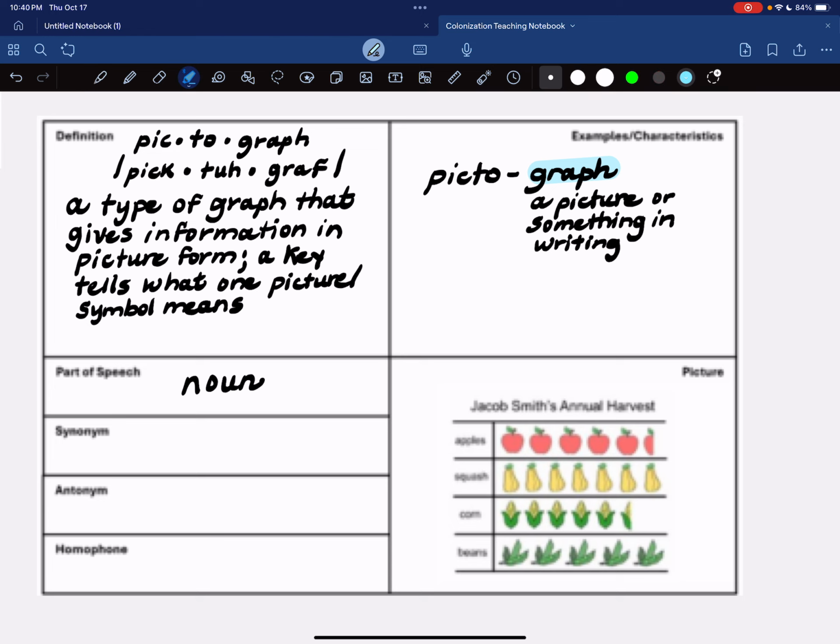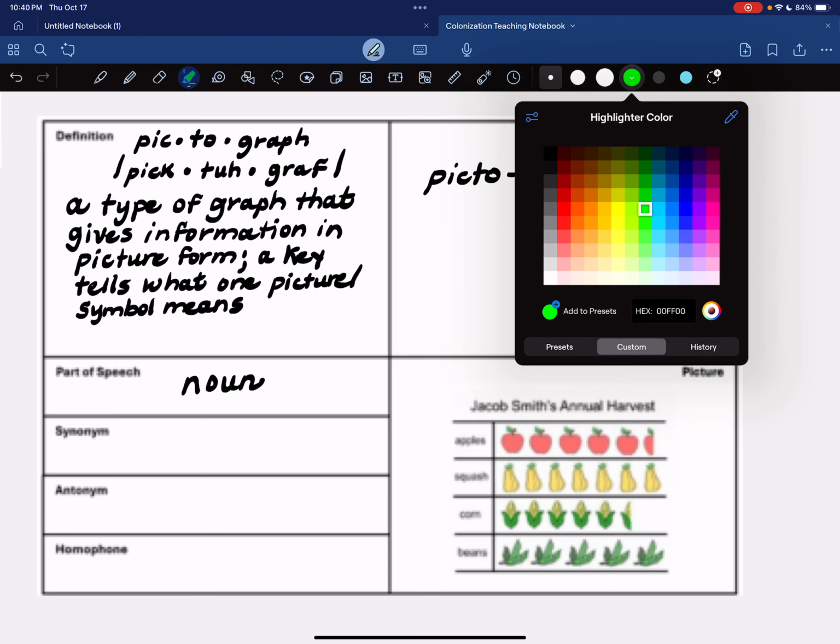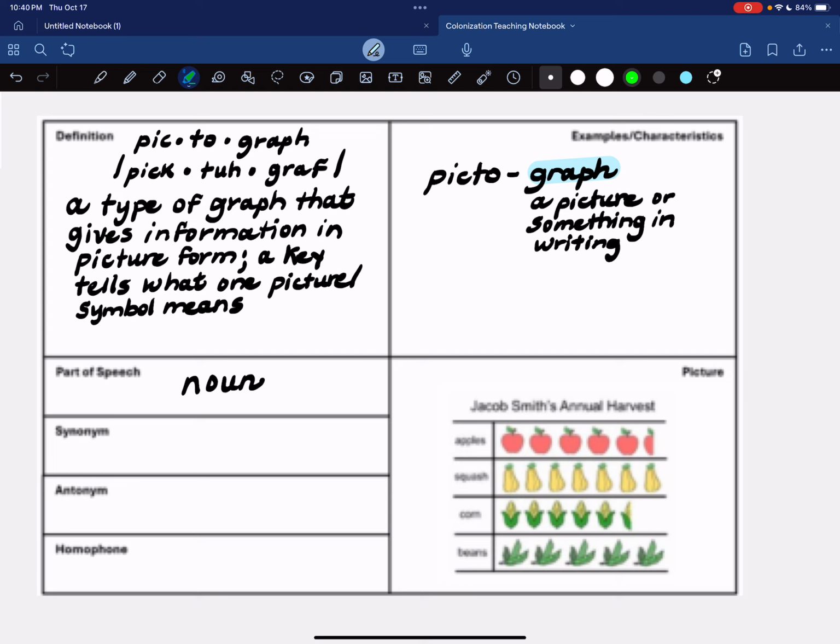Picto, as you might guess, just from the way it sounds, when I say picto, what do you think of? Possibly a picture. So a pictograph is a picture, something in writing.